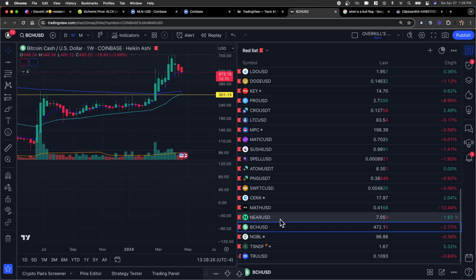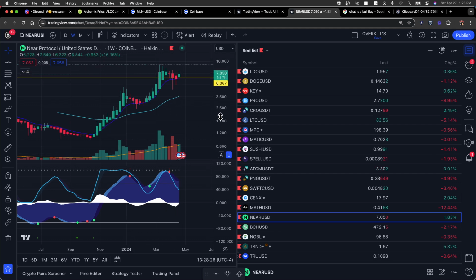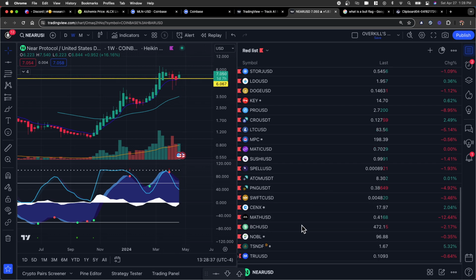That looks good. Here's Near. Near trying to reverse here. Look at that. Okay. Stop loss at 606. We should see the green dot next week as long as $6 holds. Near looks good. We're looking to buy that one this week.